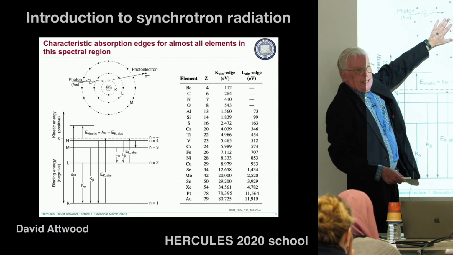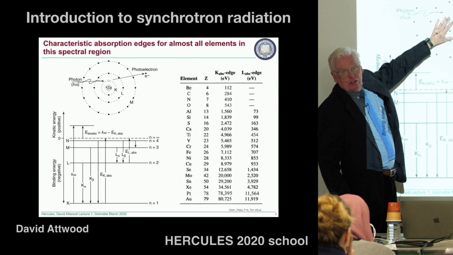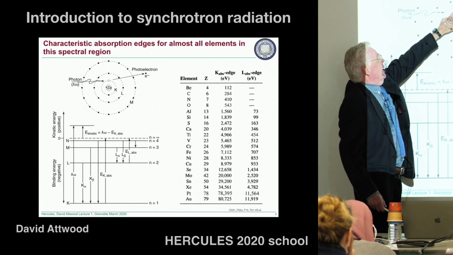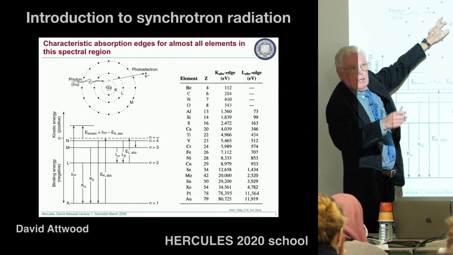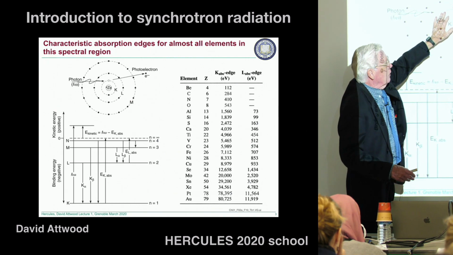Of course, the atom is then unstable. It's not in its lowest state, so it'll relax, and another electron will drop down and could throw out a photon, or could throw out another electron. That's called Auger.